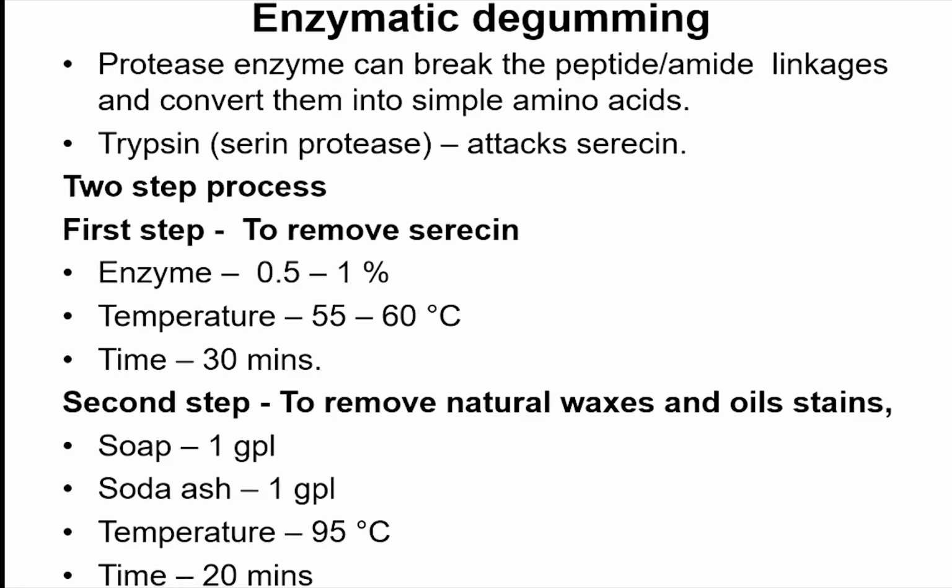In the second step, that is the removal of wax, oil, and stains, you have to use 1 gpl of soap and soda at 1 gpl, temperature 95 degrees Celsius for 20 minutes. In this process the natural oil, wax, everything is removed. After this you have to do hot wash, cold wash, and dry.